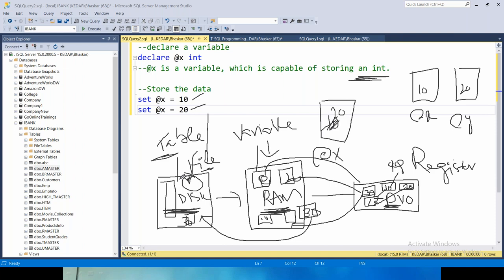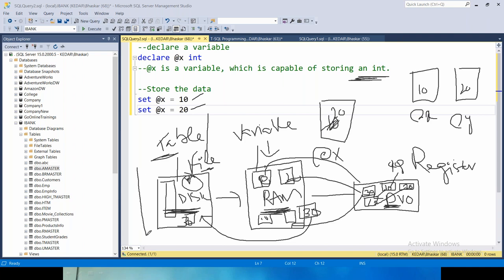If you wanted to store somewhere, you can use a table or a file. So here we have tables, in this we have variables, in this we have registers. Clear? So the processing is always going to happen in your processor.